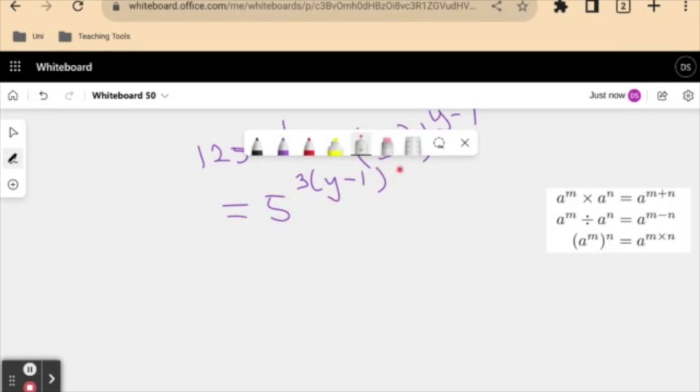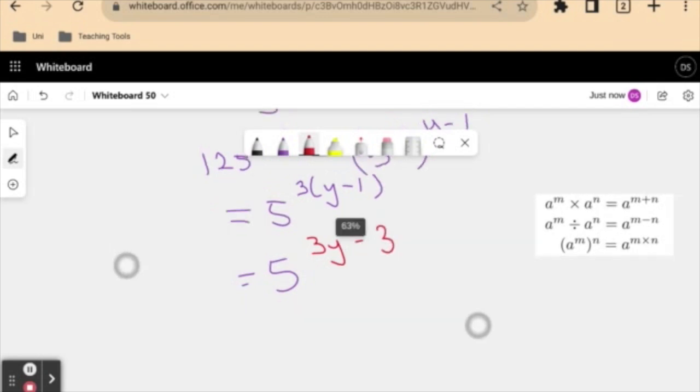Sorry, guys. I have a very squeaky chair, so sorry if that's a bit annoying. But I have 5 to the power of this expanded. Well, our term on the outside is going to interact with each of these terms. So we're going to get 3 multiplied by y, which gives us 3y, and we will subtract 3 from there.